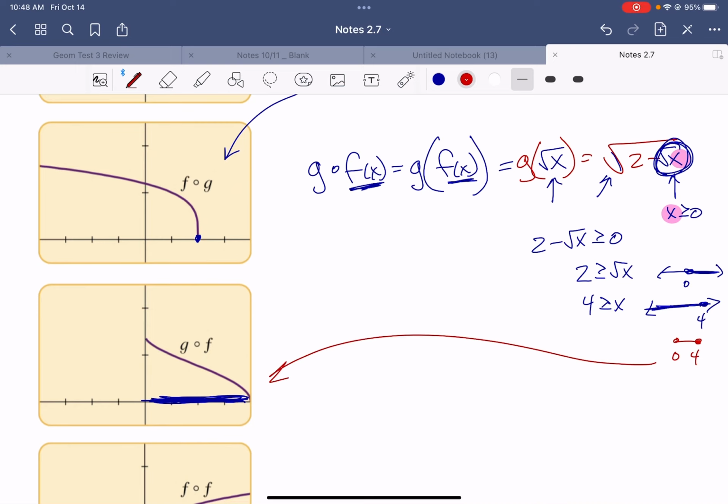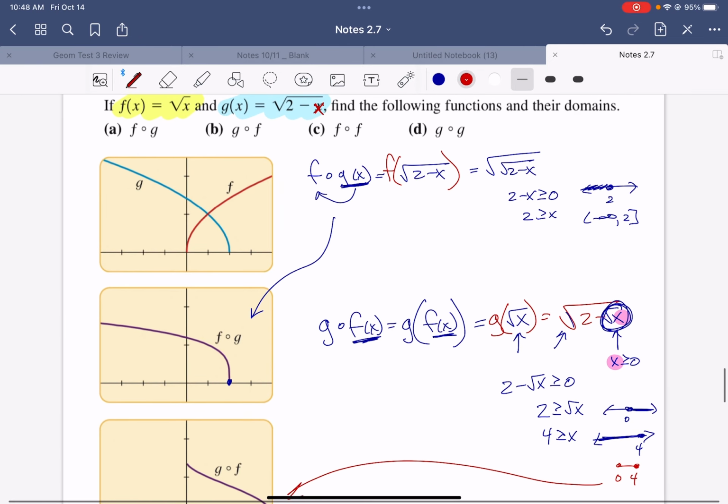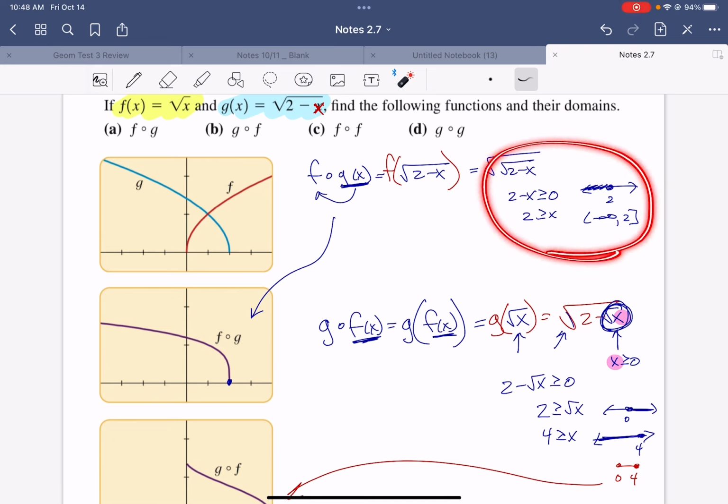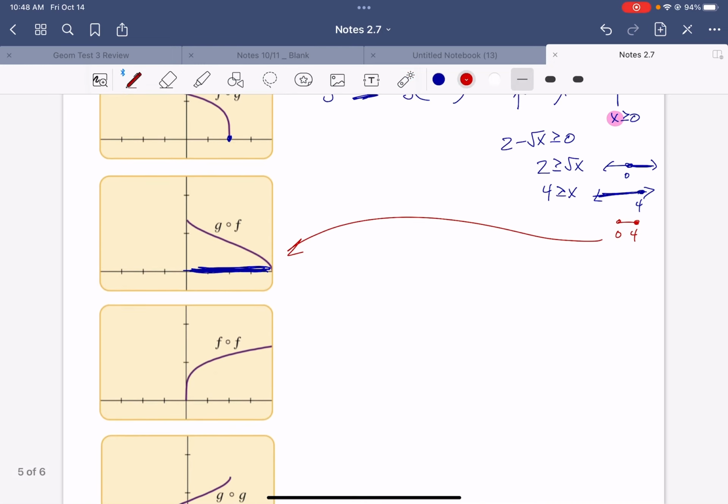Okay? So on a high-stakes exam, I don't think I'm going to ask you to find the domain of these things for the composition of two functions like this. I think we just need to be able to find the function itself. So let's find one more function, f of f, and I'll leave you to find g of g.